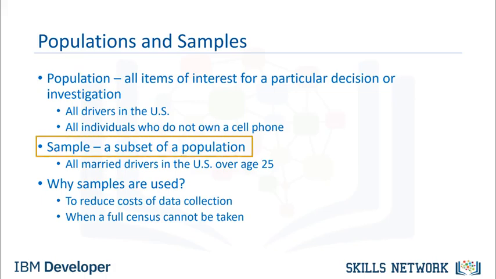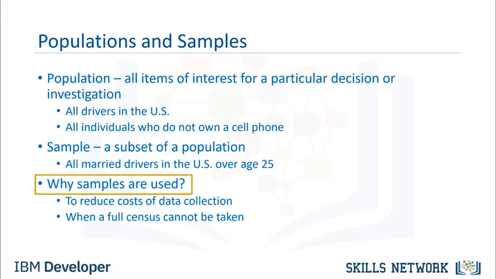The sample, on the other hand, is a subset of the population. So, for example, if we have data on all married drivers over the age of 25, then that's a subset. And within that subset, if we were to randomly select 5% of those married drivers over the age of 25, that would be our sample.